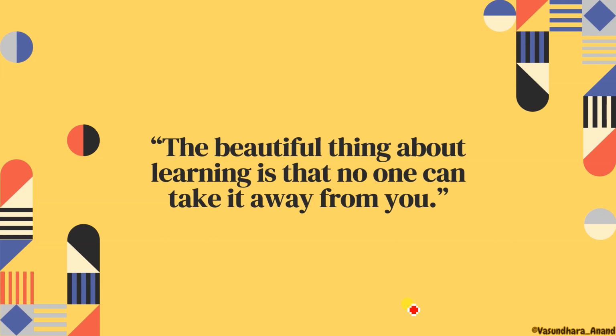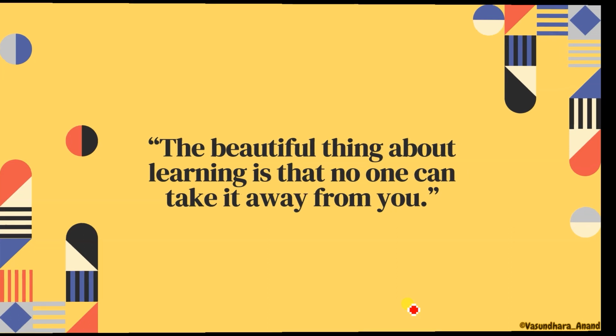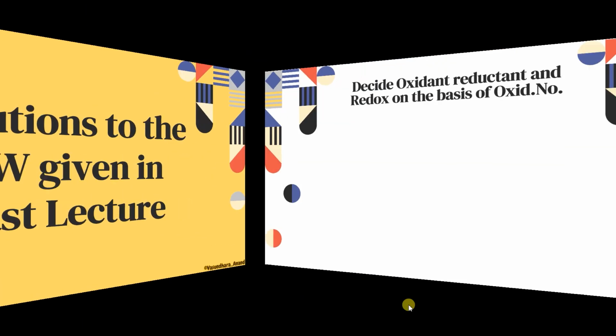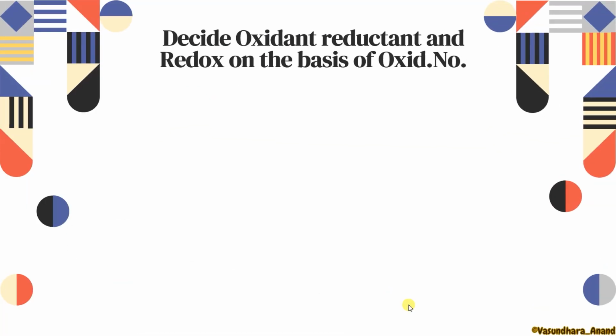Okay, let's start, and first we will do the homework, the solution to what we gave as homework in the last lecture. In this I had given the question: decide oxidant, reductant and redox on the basis of oxidation number. The first question was K2Cr2O7. We will just find the oxidation number.